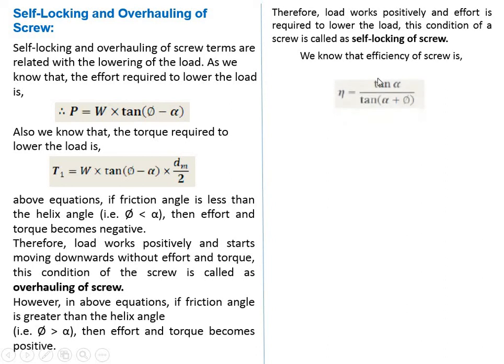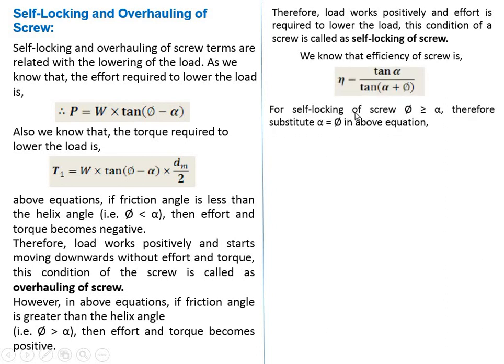As we know, the efficiency of the screw is tan alpha upon tan of phi plus alpha. For self-locking of the screw, phi should be greater than alpha, right? So substitute alpha equal to phi in the above equation. What will we get? Tan phi instead of alpha, upon tan 2 phi. So efficiency is equal to tan phi upon tan 2 phi.